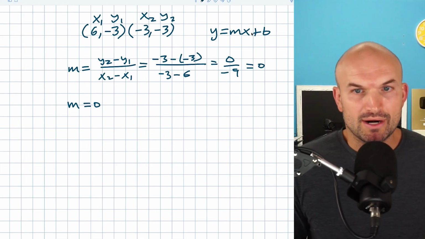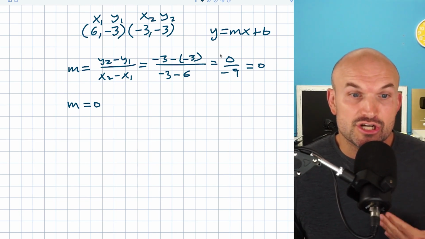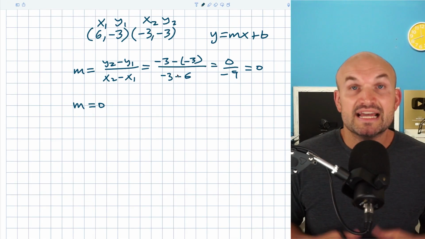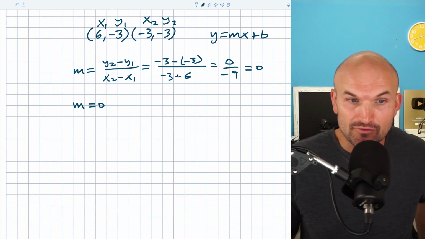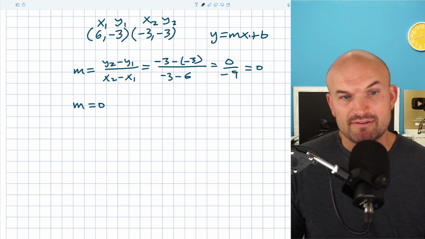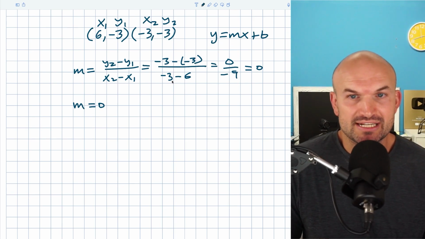Now we have a case. We want to write this in slope-intercept form. Should we immediately jump right to slope-intercept form, or should we go ahead and look at point-slope form? In my experience, I like to use point-slope form, but in this example, it actually would probably be easier just to stick with slope-intercept form. The reason being is that when my slope is going to equal 0, it's going to be really easy to solve for b.